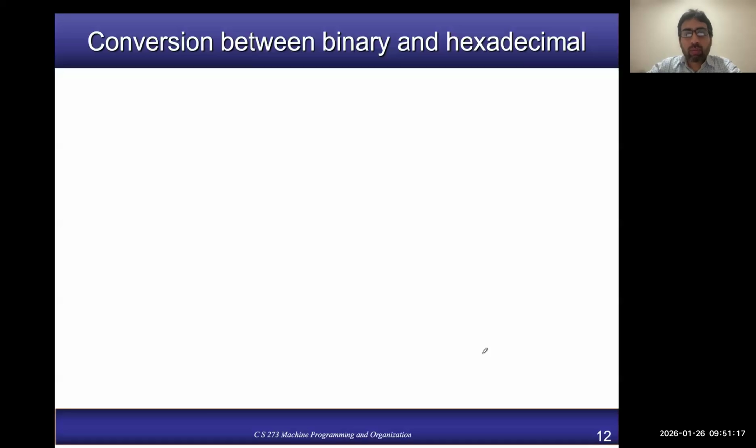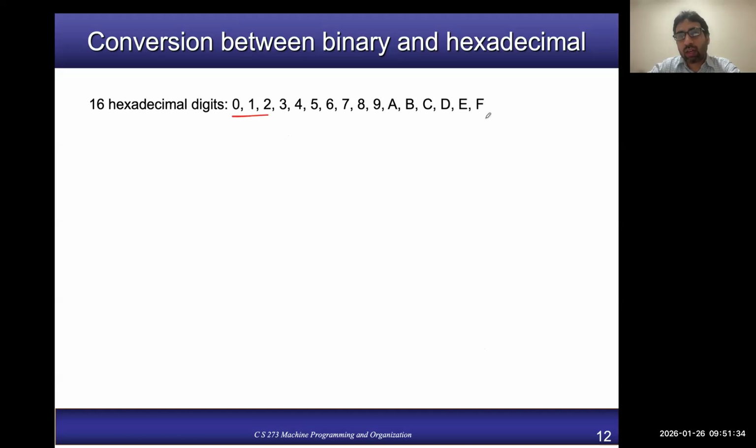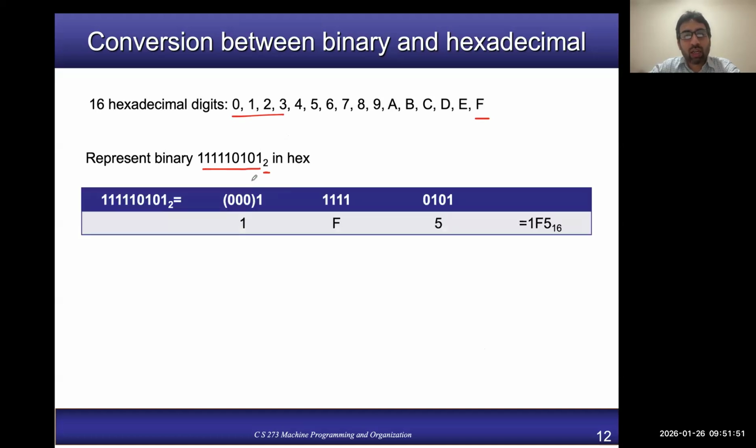Okay. Conversion between binary and hexadecimal numbers, right? So previously we saw conversion from binary to decimal and decimal to binary, and now conversion between binary and hexadecimal, right? So in hexadecimal we have 16 digits, 0 to F. So let's say we want to represent this bit pattern, which is a binary number, in hex. It is much easier as compared to converting a binary number into decimal. Why? What we do is we group the bits, the binary digits. A binary digit is also known as a bit.